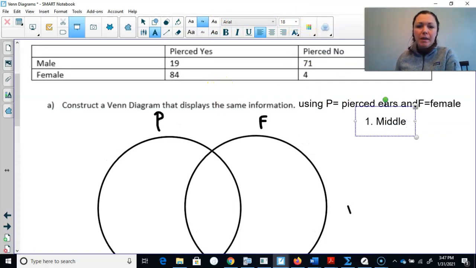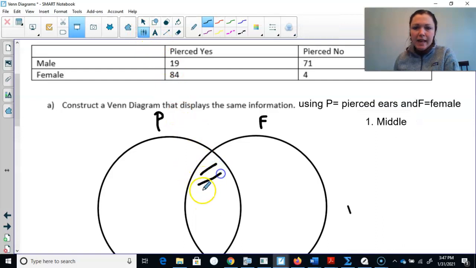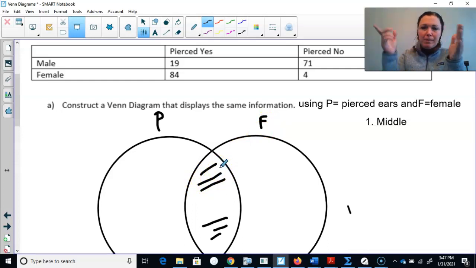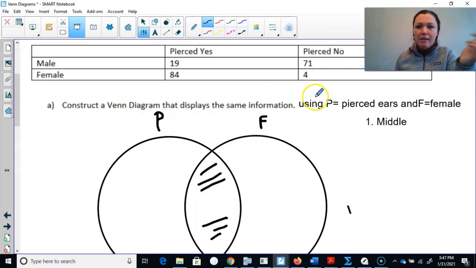The first place you always want to start is in the middle. So let's start in the middle right here and look. This middle is going to be how many people said that they were female and also had a piercing, because we have piercing and female. So this center represents all the people who, if you're filling out a check-the-box thing, say, I'm a female, I have a piercing. There were 84 people that were female and also said they had a piercing right here.